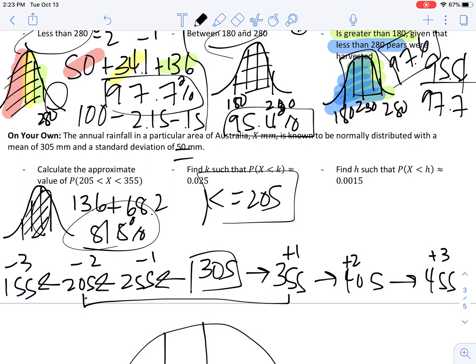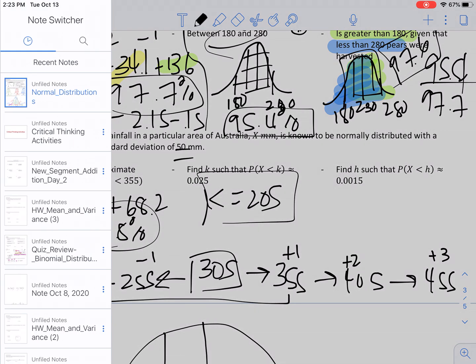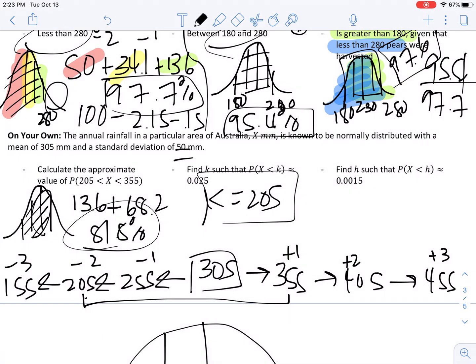Find h such that when x is less than h, the probability is 0.015. Okay, so that's that tiny, tiny, tiny little piece on the end. So h will be 155. All right, so that's the last part of these ones.